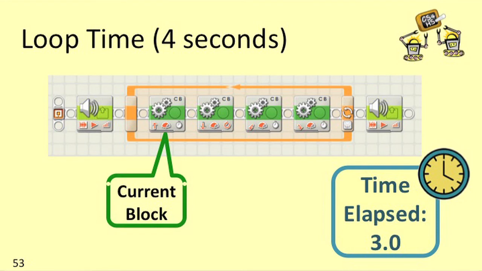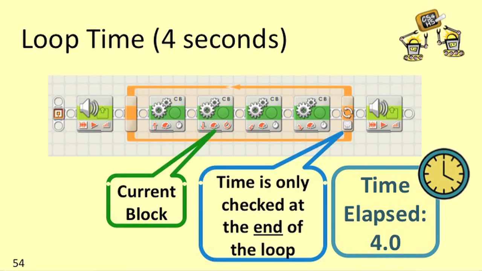We're back to that first move forward block. When we finish the move forward block, 4 seconds have elapsed. But we still keep going because the time elapsed is only checked at the end of the loop. So we move backwards for 1 second and continue. When we complete the move backwards block, 5 seconds have elapsed. But again, since we only check the time at the end of the loop, we continue to do our turn left. After the left turn's completed, 5.5 seconds have elapsed. But we still just keep going in the loop and execute our right turn.